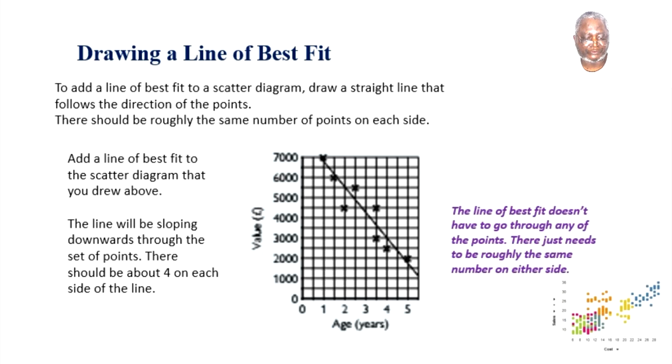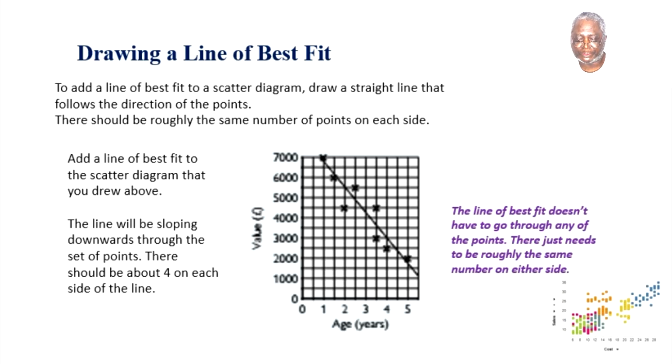Add a line of best fit to the scatter diagram that you drew above. The line will be sloping downwards through the set of points. There should be about 4 on each side of the line, as you can see on the diagram. Value against age, starting from just before 7,000 and sloping downwards towards the right, age in years.